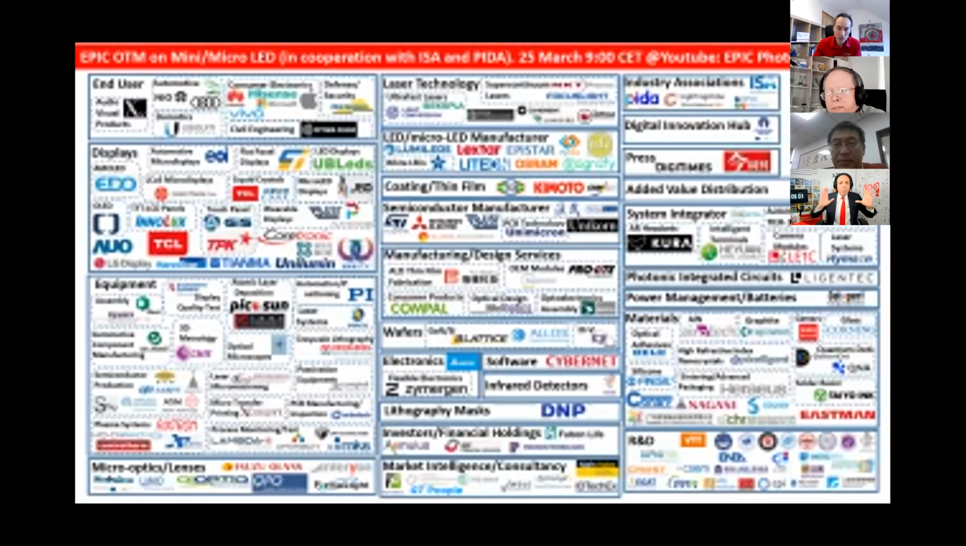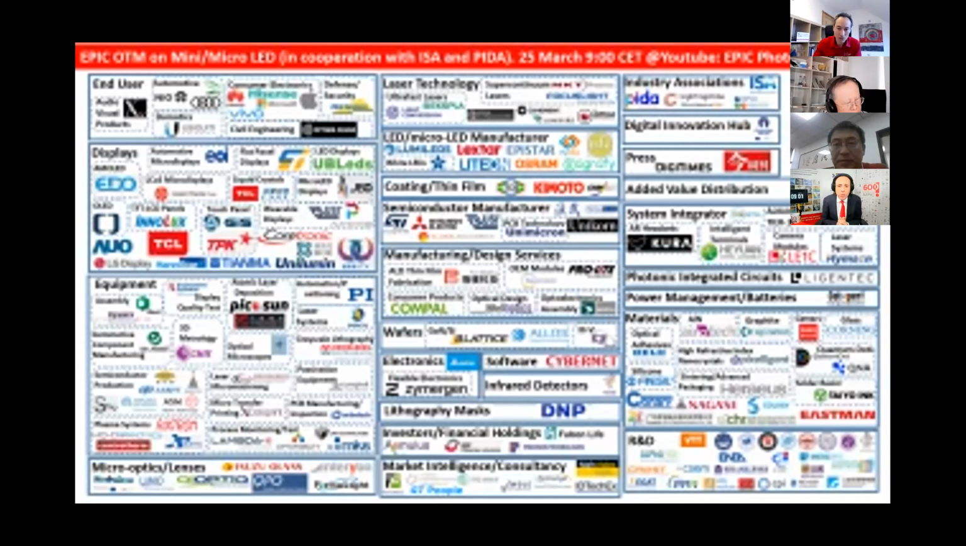We have selected which companies play the role of end user, which companies are making displays, which companies are making the equipment for the manufacturing of micro LED assemblies, which companies are making micro optics, laser technologies, LEDs, which companies can do the semiconductor production, which can provide the materials for the semiconductor production. We are all mapped here.